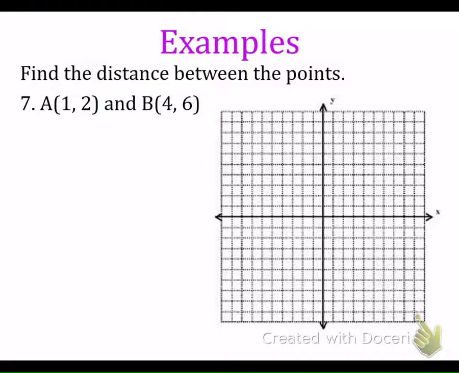So to graph point A, we're going to go right 1, up 2. To graph point B, we're going to go right 4, 1, 2, 3, 4, up 6. Okay, so I want to find this right here.